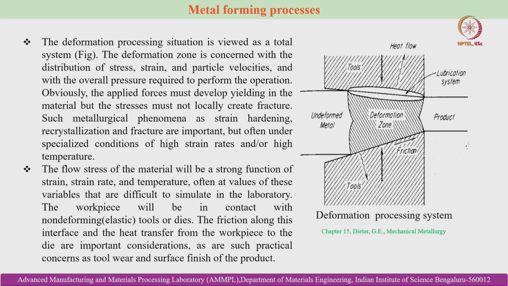The deformation zone is concerned with the distribution of stress, strain, and particle velocities. So, this is a typical deformation zone. This is the undeformed metal which is pressed within this extrusion die, and this is the extruded product. Again, this is a typical example of a forward extrusion, where the direction of the movement of the extruded billet and the direction of the applied force is the same. So, that is why we call it forward extrusion process. So, the deformation zone here is the typical deformation zone.